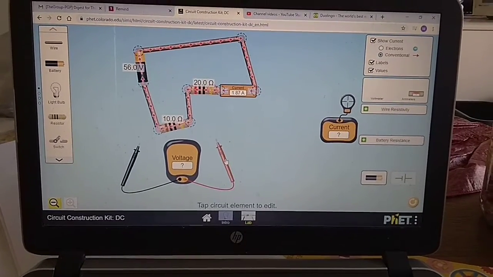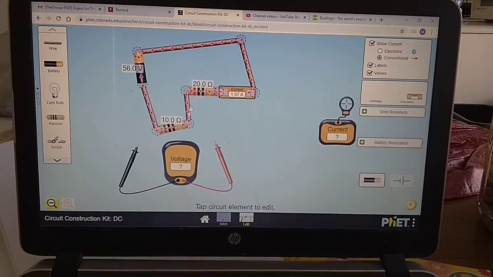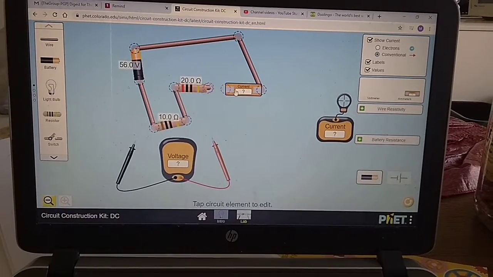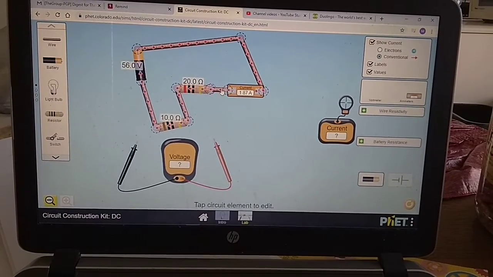Let's see what else here. Okay, let's take a look at this 20 ohm resistor. Let me put another wire in here so that it's a little easier to measure.